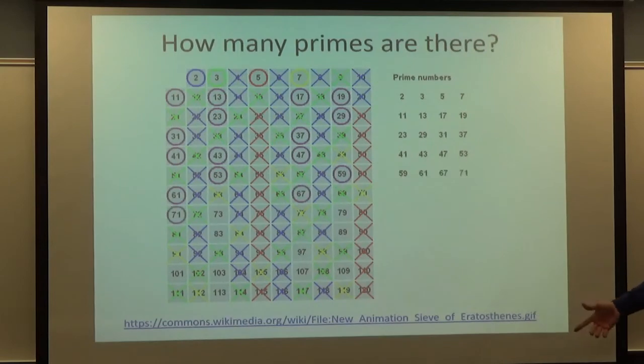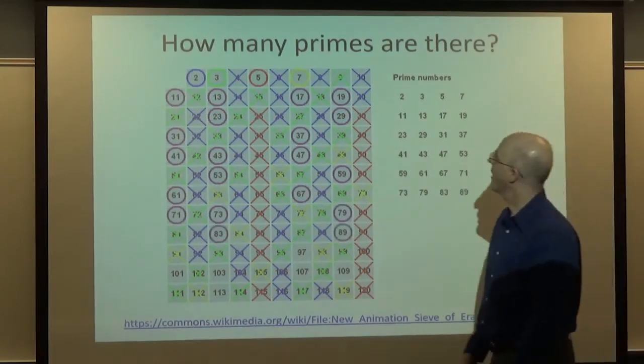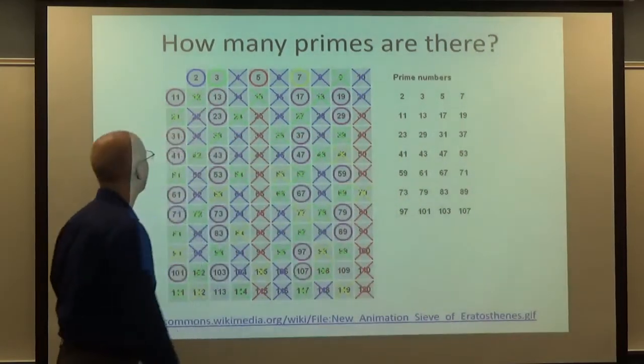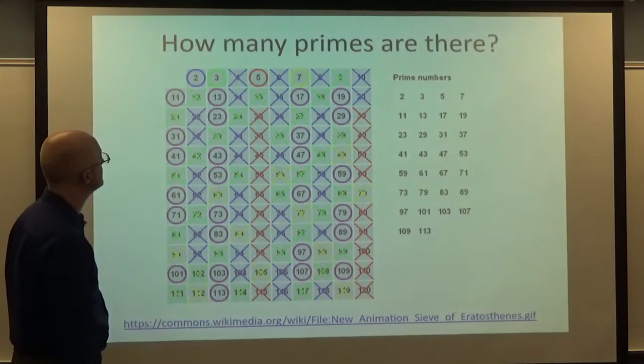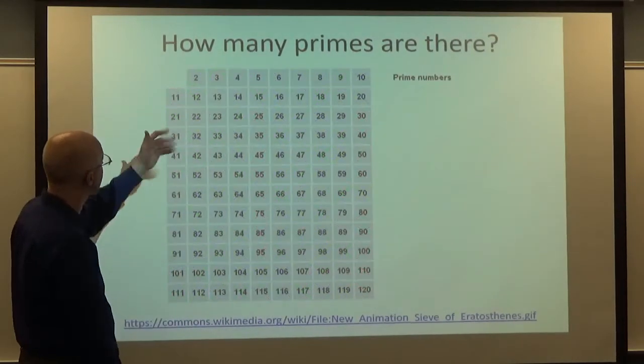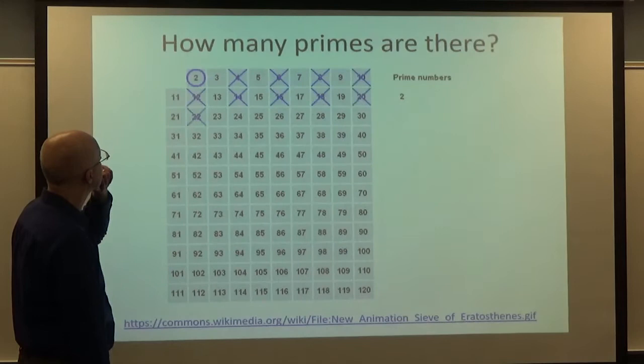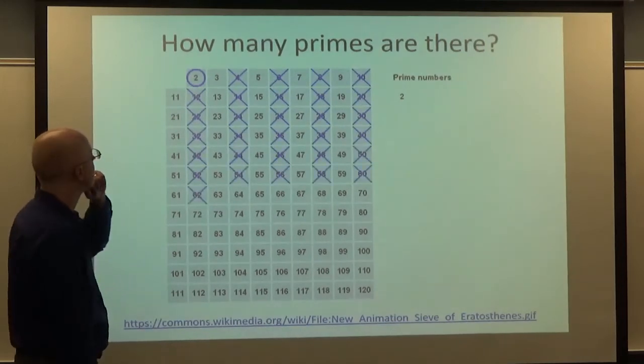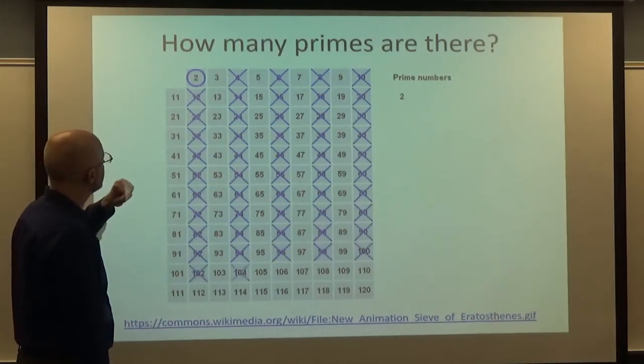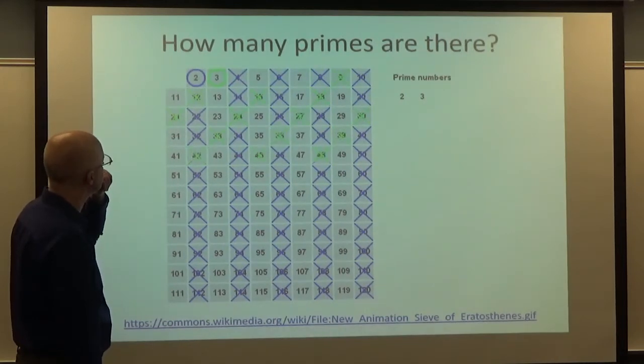To find primes, start with 2, circle it, it's got to be prime, but cross off every multiple of 2, cross off every even number, those are the blue x's. Those are therefore not prime. Then circle 3, it's got to be prime because it's not a multiple of 2, but cross off every multiple of 3 that hasn't already been crossed off.